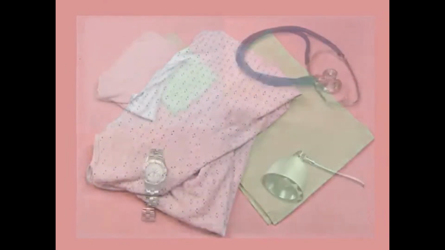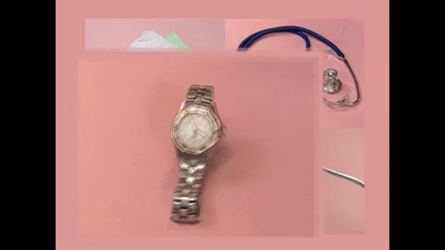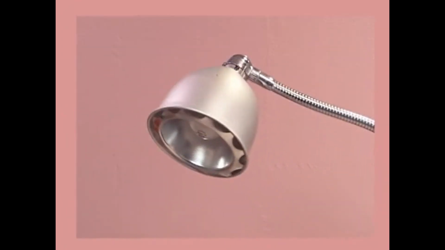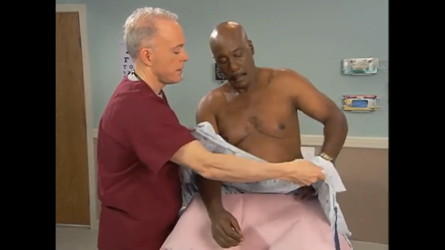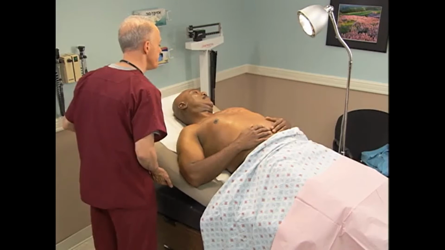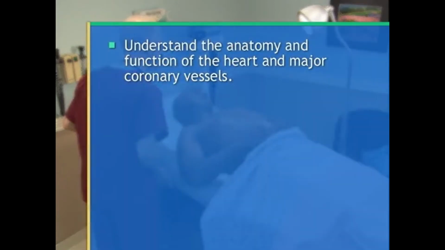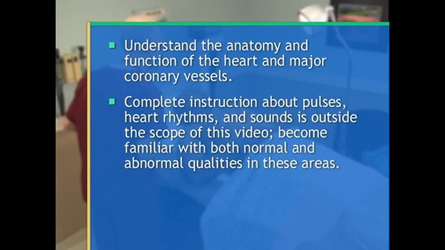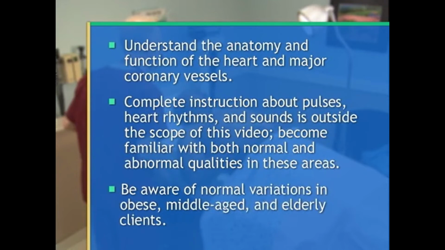The following tools and supplies are generally used in examinations of the heart and neck vessels: examination gown and drape, stethoscope, watch with second hand, and examination lamp. For assessment of the neck vessels and the heart, expose only the area of the thorax you will be examining. When assessing neck vessels and the heart, keep in mind the following pointers. Make sure you understand the anatomy and function of the heart and major coronary vessels. Although complete instruction about pulses, heart rhythms, and heart sounds is outside the scope of this video, become familiar with both normal and abnormal qualities in these areas. And be aware of normal variations in obese, middle-aged, and elderly clients.